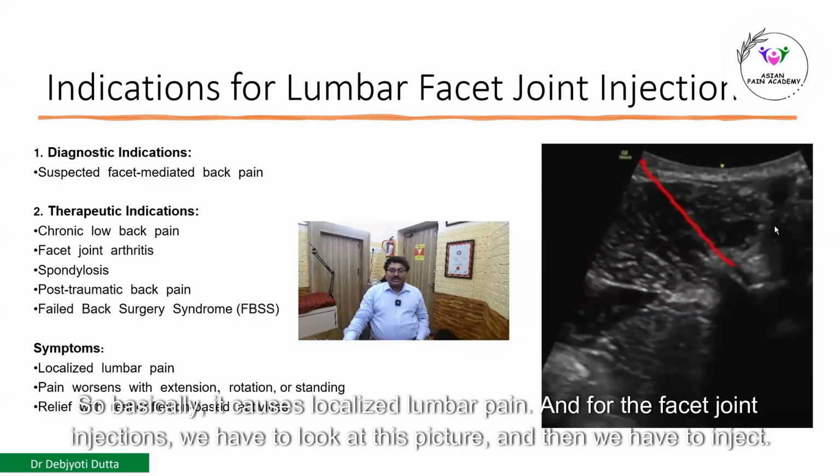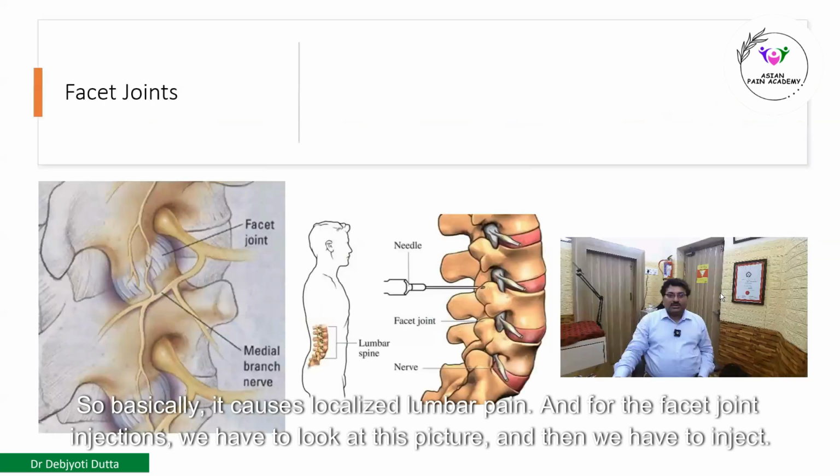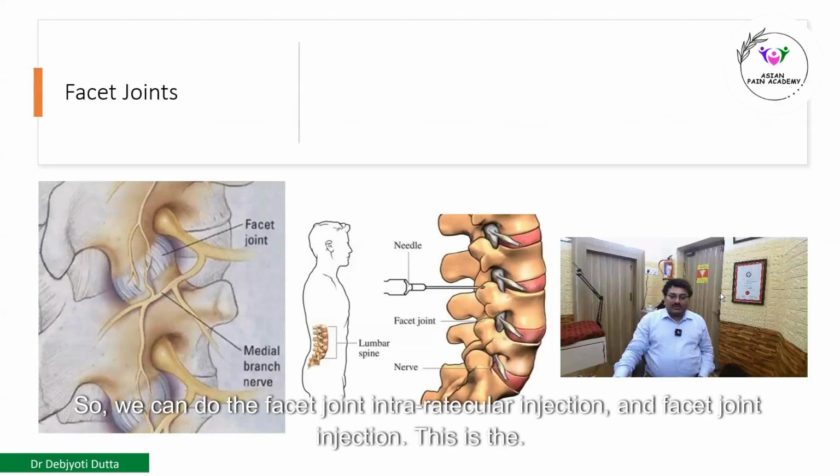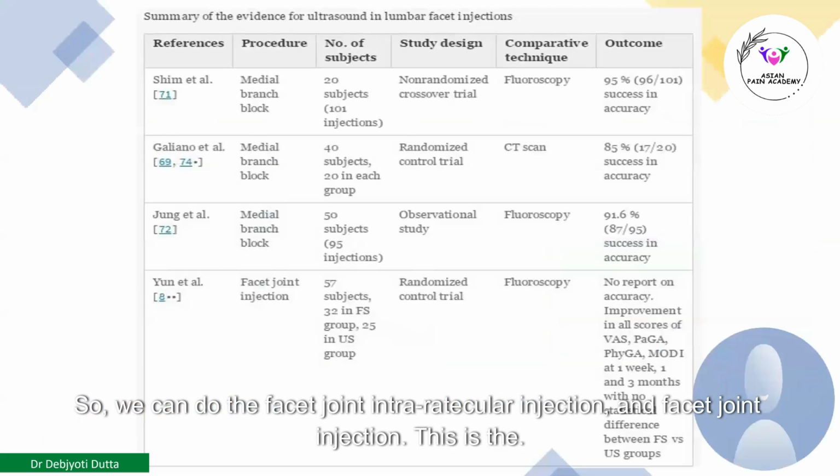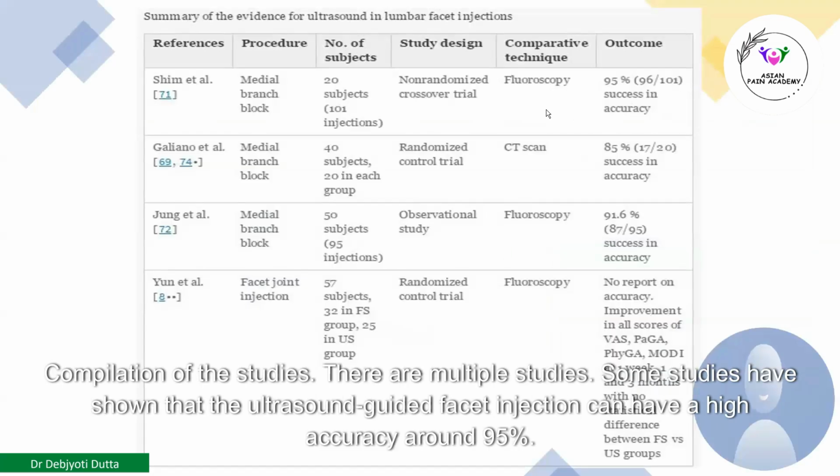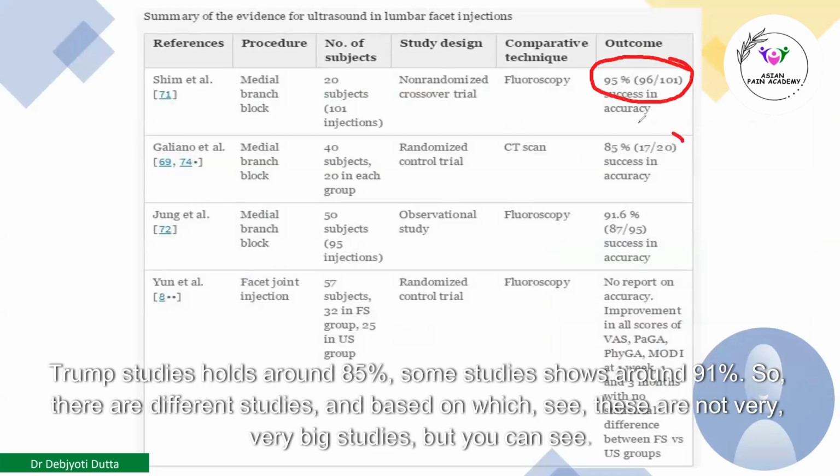And for the facet joint injections, we have to look at this picture and then we have to inject. So we can do the facet joint intraarticular injection and facet joint injection. This is the compilation of the studies. There are multiple studies. Some studies have shown that the ultrasound guided facet injection can have a high accuracy around 95%. Some studies show around 85%. Some studies show around 91%.